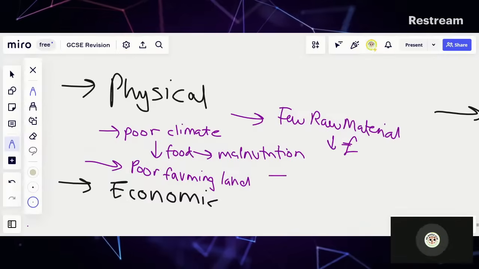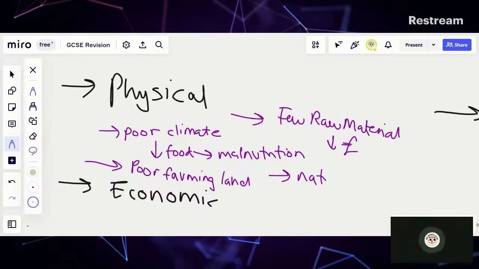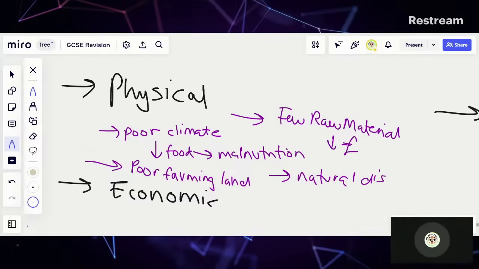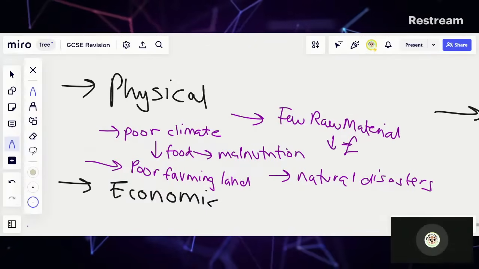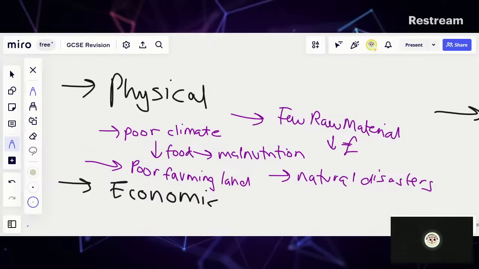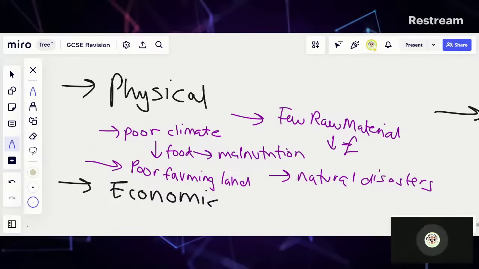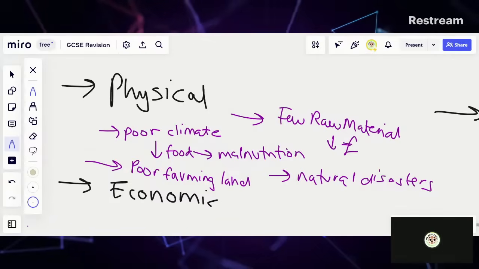And then the final reason for physical factors is natural disasters. If certain countries are affected more by natural disasters than others, then those countries have to spend more money trying to fix the debris, instead of investing in development for the future.